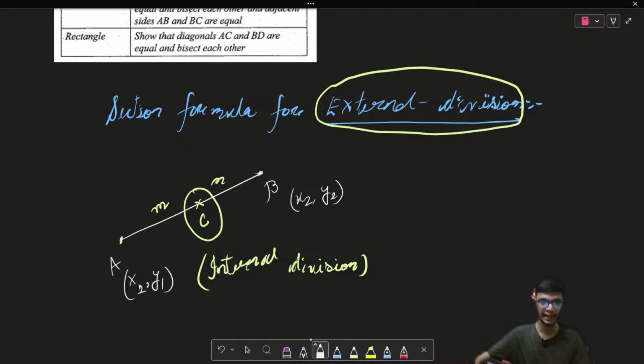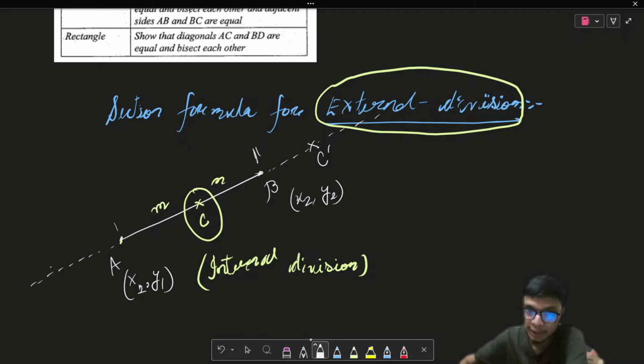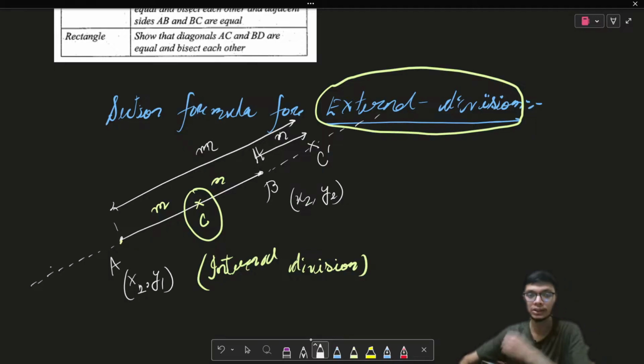What is meant by external division is quite simple. Let us extrapolate this line. Then if I want to find the coordinates of another point, let us say C dash, such that C dash is lying outside this region of A and B, but on the same line. I hope you are able to correlate with the diagram. This particular distance is, let us say, n, and this distance is given as m. So this is the ratio.